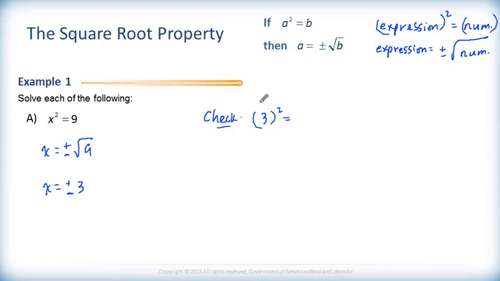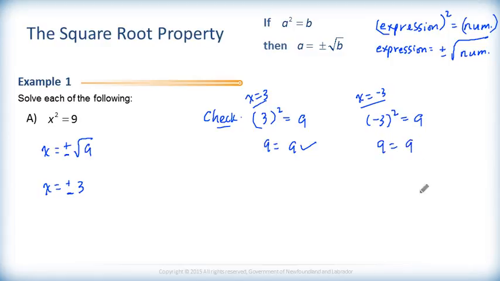3 squared, so we're checking x equals 3. 3 squared is equal to 9. 9 equals 9. Yes, indeed, it's true. What about negative 3? Negative 3 all squared equals 9.